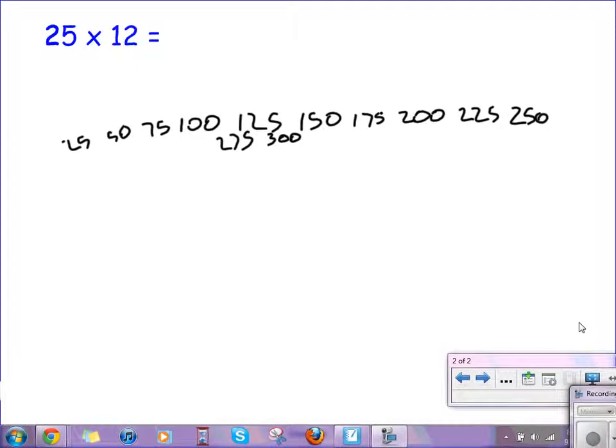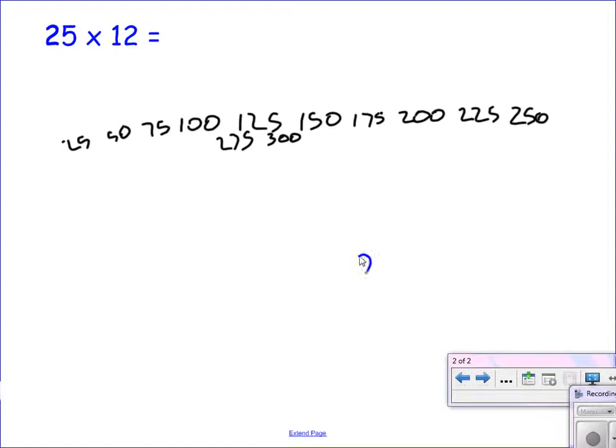So 25 times 12. Show us the way that you solved it. We have one example that did counting by 25s. I'm sorry, I can't hear you because there's some people in here that are making some random noises. Speak really loud.